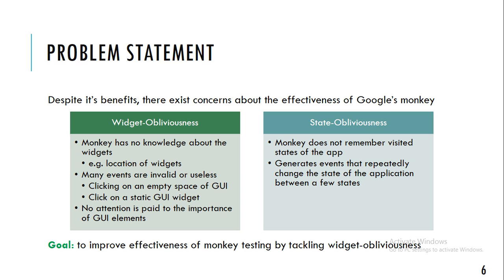The second problem is that monkey has state obliviousness. It means that the monkey does not remember the states that are already explored, and it is very probable that it generates events that do not change the state of the program, and therefore the monkey just moves between repeated states, so the program space is not sufficiently explored. As a problem statement in this paper, our goal has been to improve the effectiveness of monkey testing by specifically tackling the widget obliviousness issue.